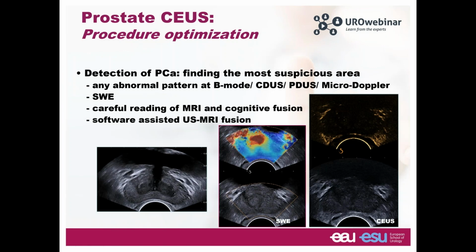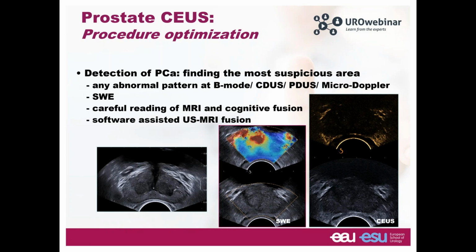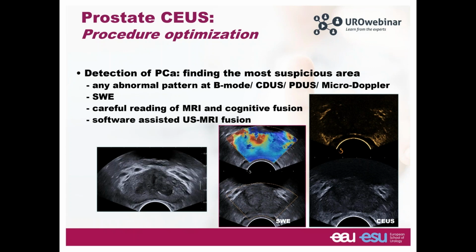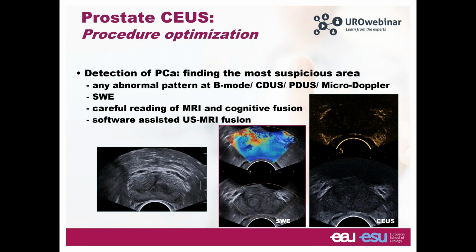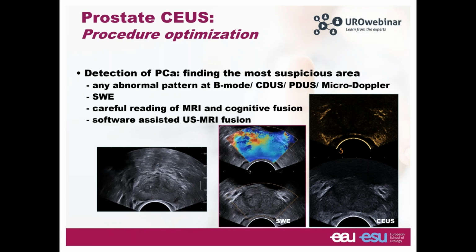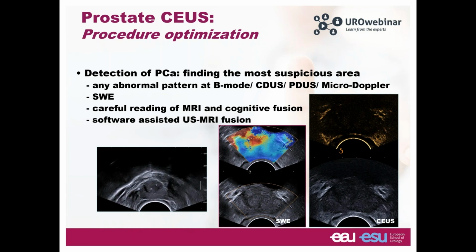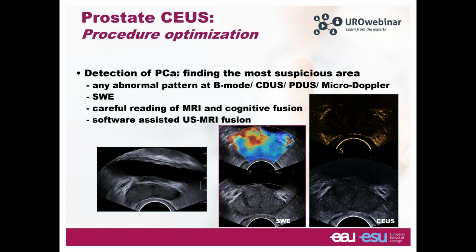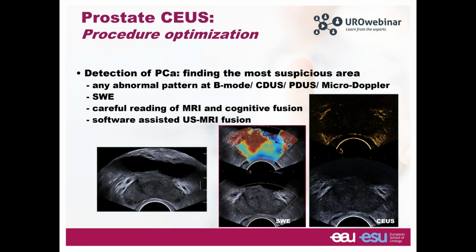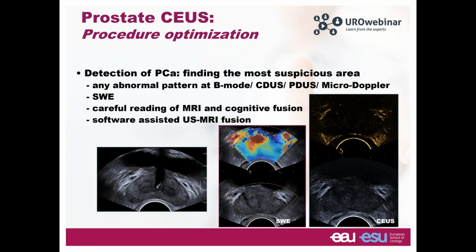So in our routine practice, we should find the most suspicious area and get a stable view, and then we can inject contrast. And this most suspicious area can be identified using a B mode, color Doppler, power Doppler, Micro-Doppler, or even Shear wave elastography. And this is exactly what we're doing.